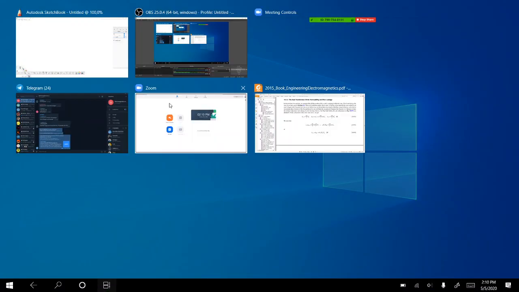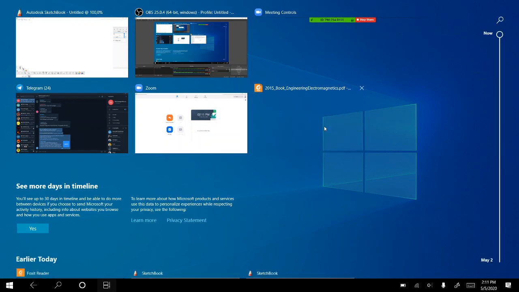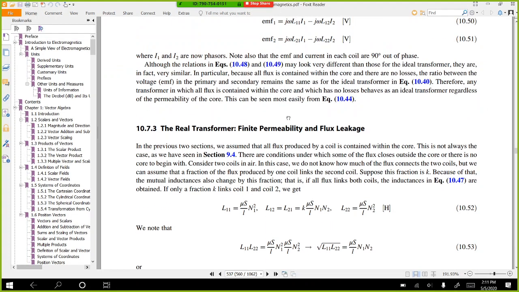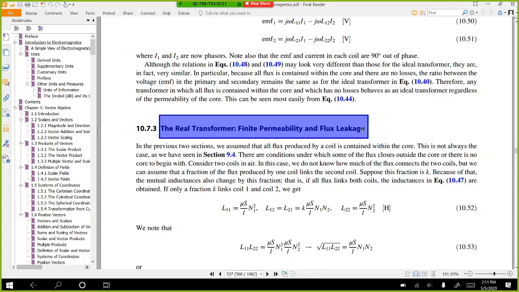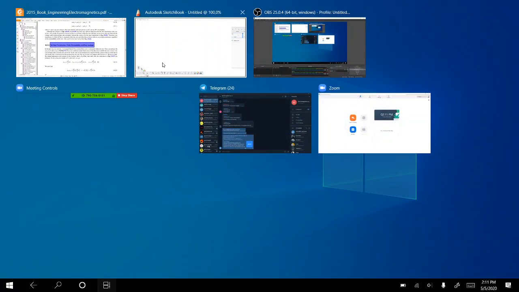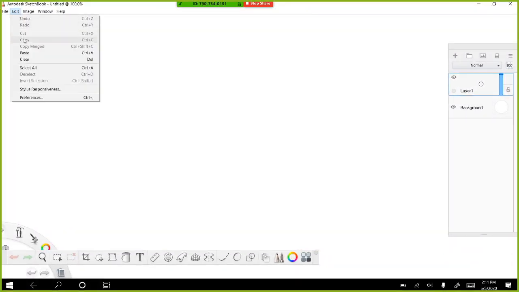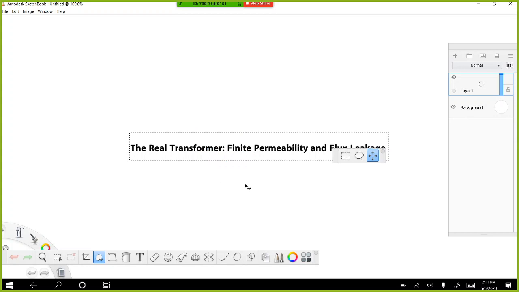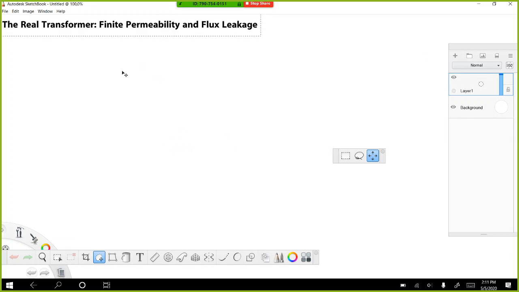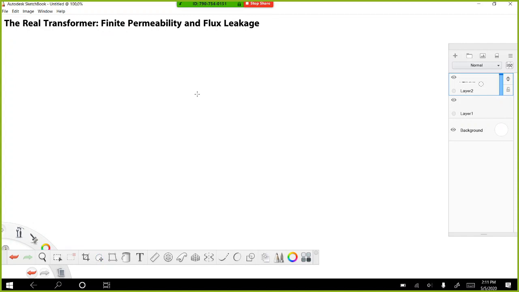It means the magnetic permeability of the core is finite, as we discussed in the last lecture, and also we have flux leakage, which is the real case in most transformers. The real transformer has finite permeability and flux leakage.